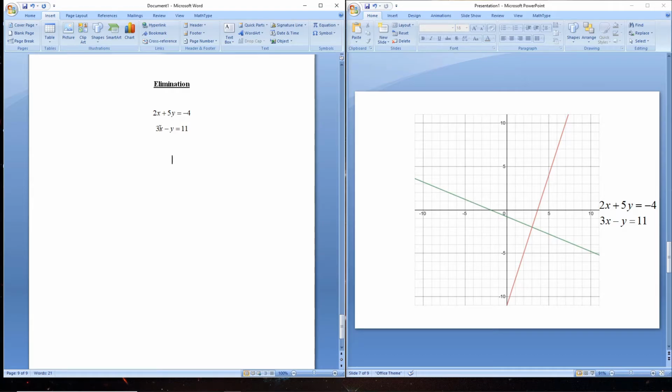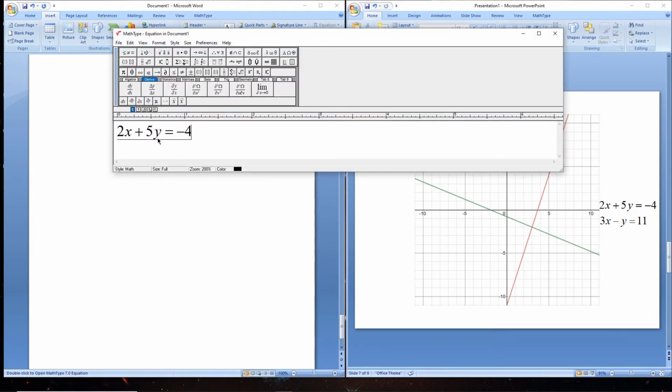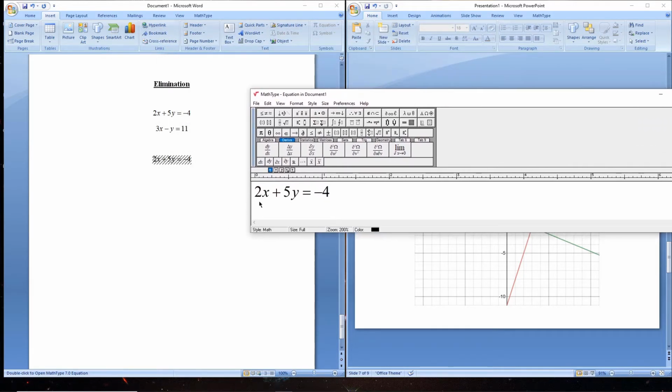Now here we have a 2x, here we have a 3x. We want to get these coefficients to be the same, and preferably a smaller number so the numbers don't get too big. So in this case, we could both make these numbers 6. So to get this 2 to be a 6, we could multiply both sides by 3. So we'll multiply everything here by 3. So 2 times 3 is 6. 5 times 3 is 15. And minus 4 times 3 would get us a minus 12.